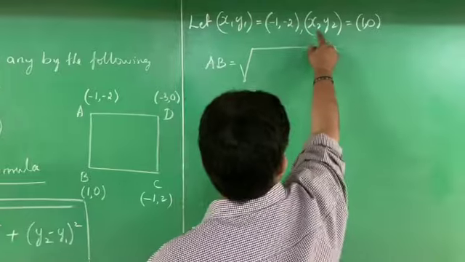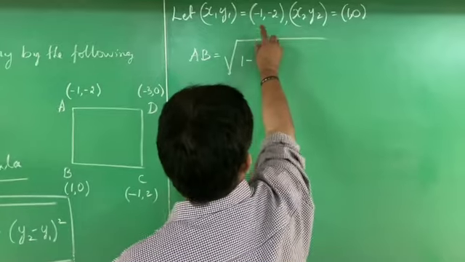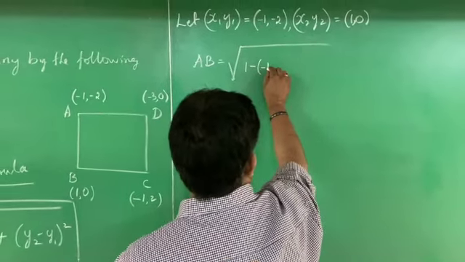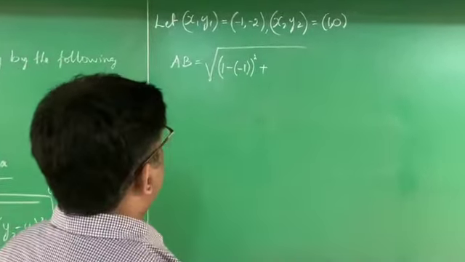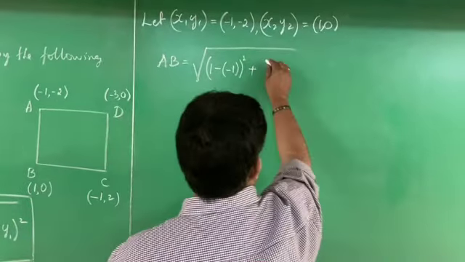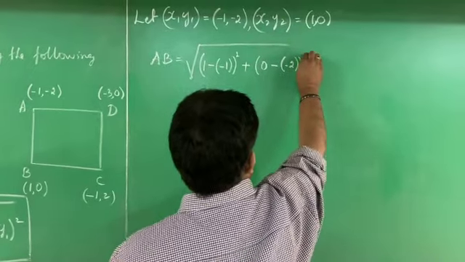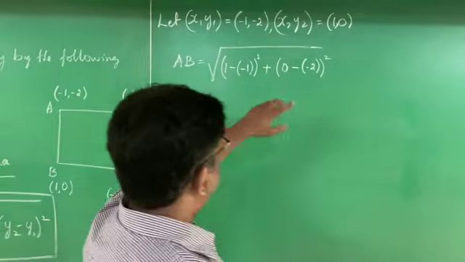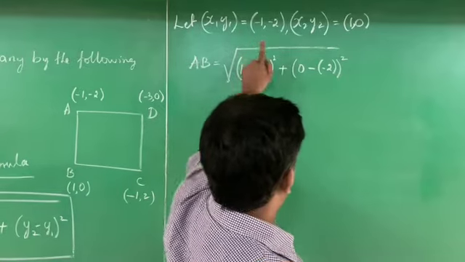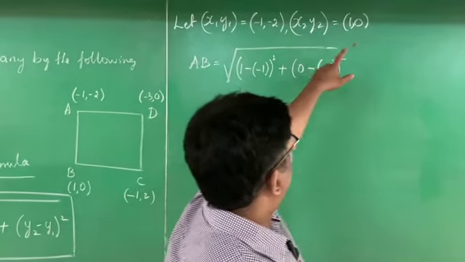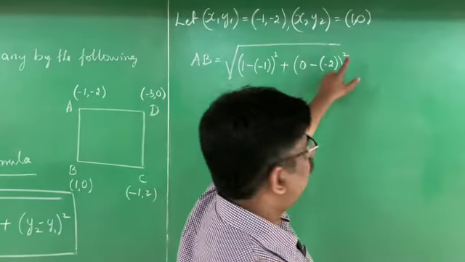The distance formula tells x2 minus x1. x2 means 1, minus x1, which is -1, whole square. Plus y2 minus y1. What is y2? 0, minus -2, whole square. Right, understand? It is better to verify: x2 means 1 minus of -1 whole square, then y2 is 0 minus of -2 whole square.